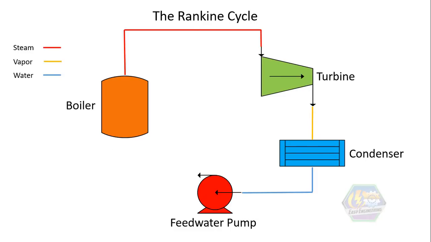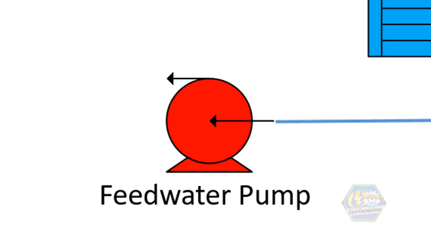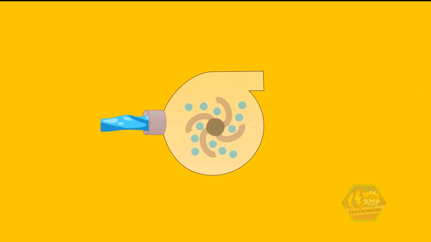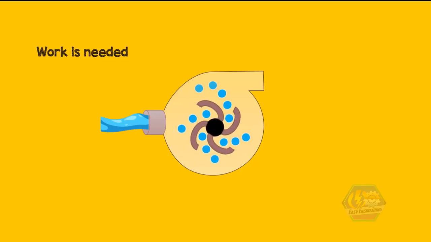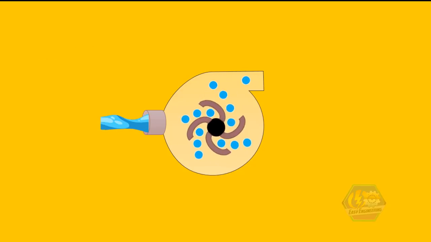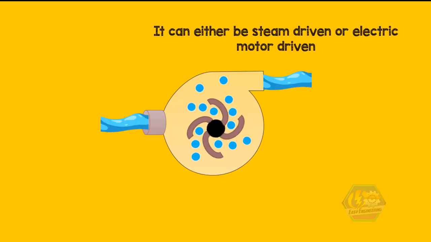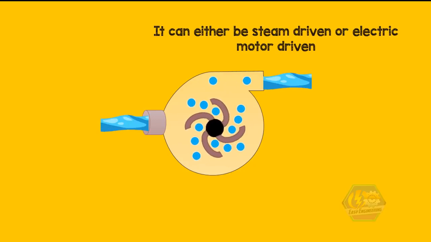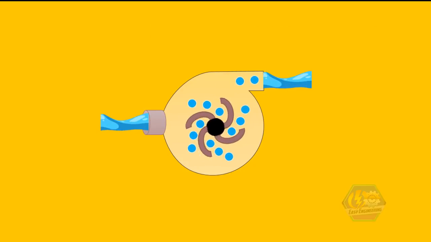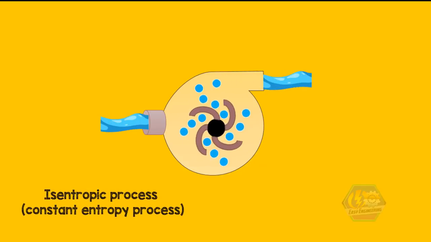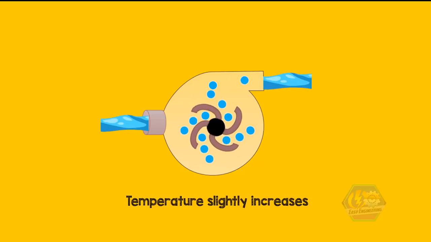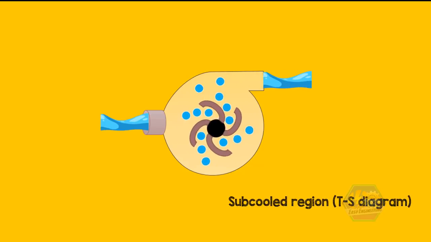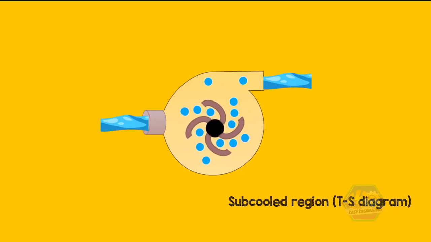Last process is process 4 to 1, pump. Pump's main purpose is to convey and introduce back the condensed steam into the boiler. Here, work is needed. That means work is negative. Some plants name this pump as boiler feed pump, and it can be either steam driven or electric motor driven. Again, since this is a work involved equipment, we assume that this is an isentropic process or constant entropy process. The temperature slightly increases, and the fluid is in a subcooled region in the TS diagram.